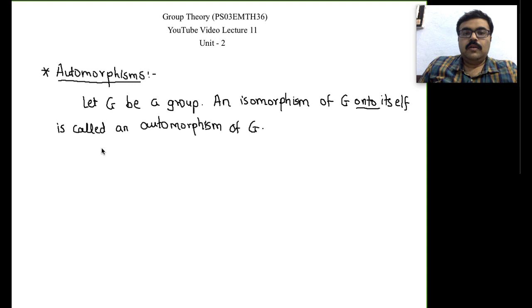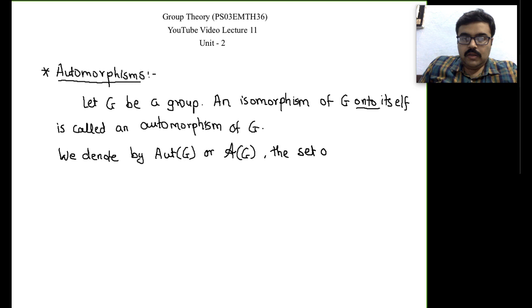And we fix a notation for the set of automorphisms of G. So we denote by Aut(G), this is a standard notation, or here also we denote by script A(G), the set of all automorphisms of G.